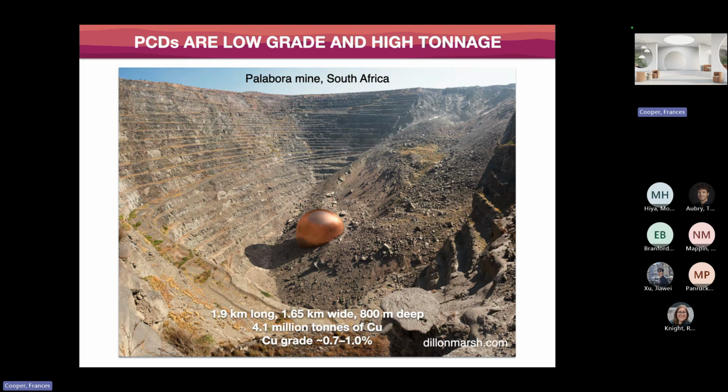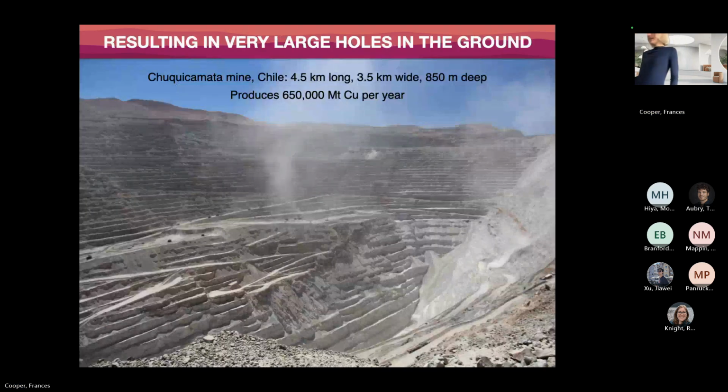So you can get a sense of the amount of rock that needs to be removed in order to generate that amount of copper. So in terms of the future of mining and sustainability, this is a big problem, that we have to extract so much rock in order to gain such a small amount of metal. And so this results in some very, very large holes in the ground.